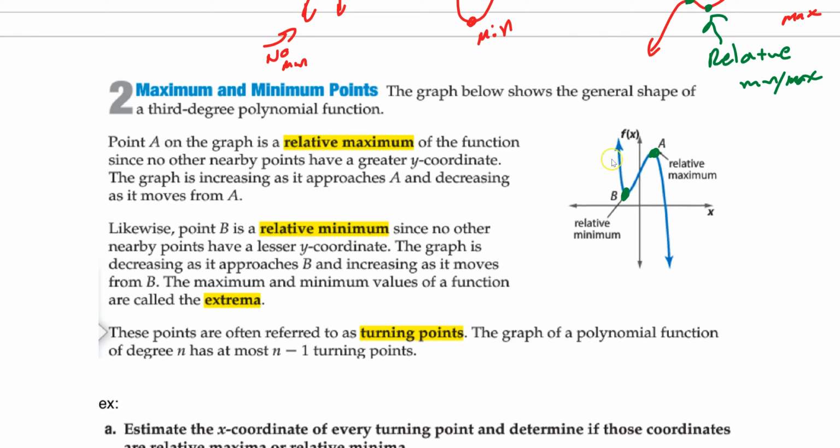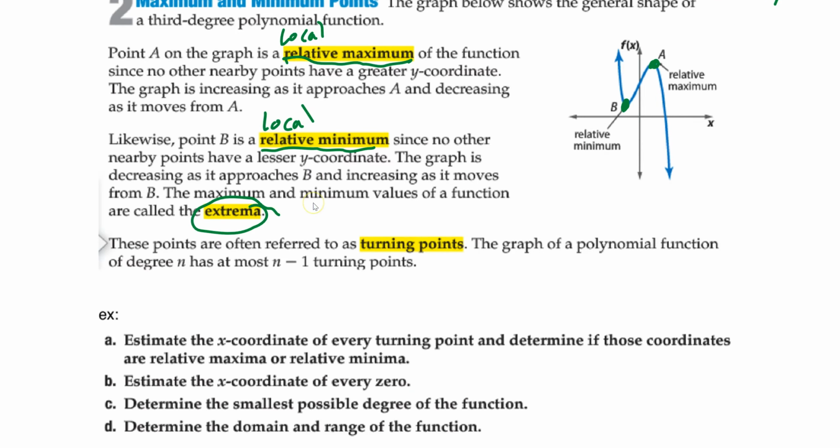There's no max or min in this graph because that graph goes on forever. But there is a relative min and relative max. So relative min, relative max, also known as extrema. Sometimes they're also called local. Some books call them local min, local max. Same idea. So they're called extrema. They're also actually called turning points too.